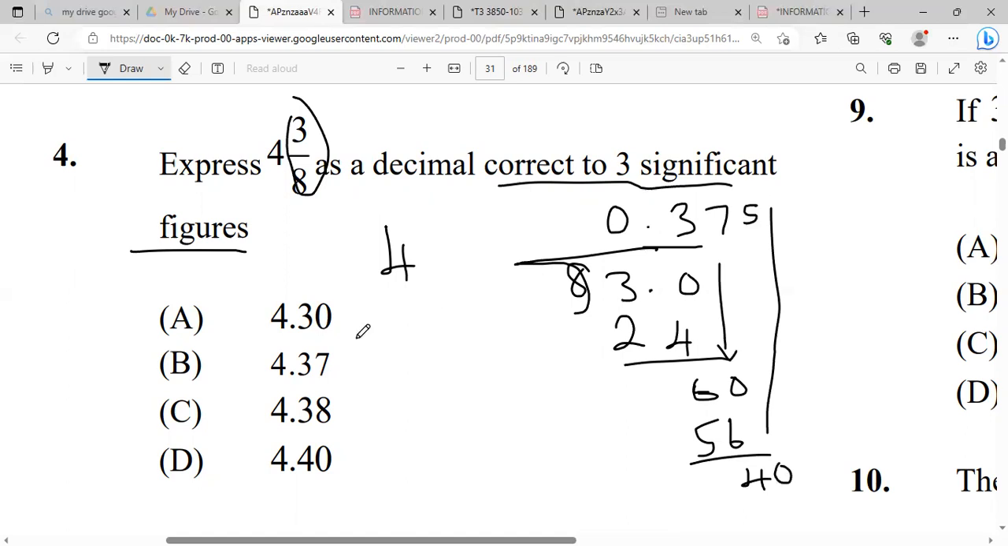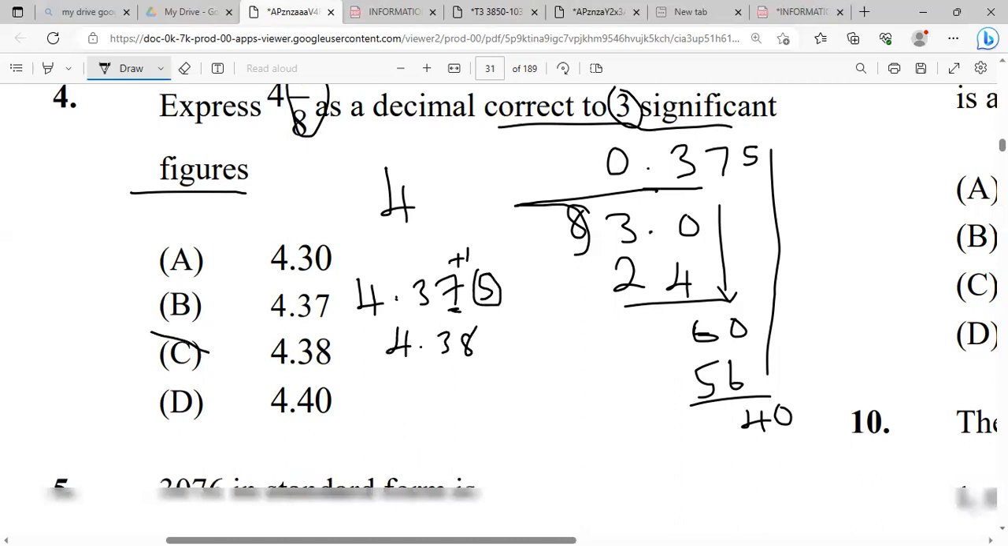So what we have now is this. The decimal part is equivalent to 4.375. And look at what they asked for: 3 significant figures. That means they only want the first 3 that are relevant. So we have 1, 2. This would be the third, but we have to check. If this number is 5 or greater, we add 1. So this is 5, so we add 1 to this. So this becomes 4.38. So our answer would be C.